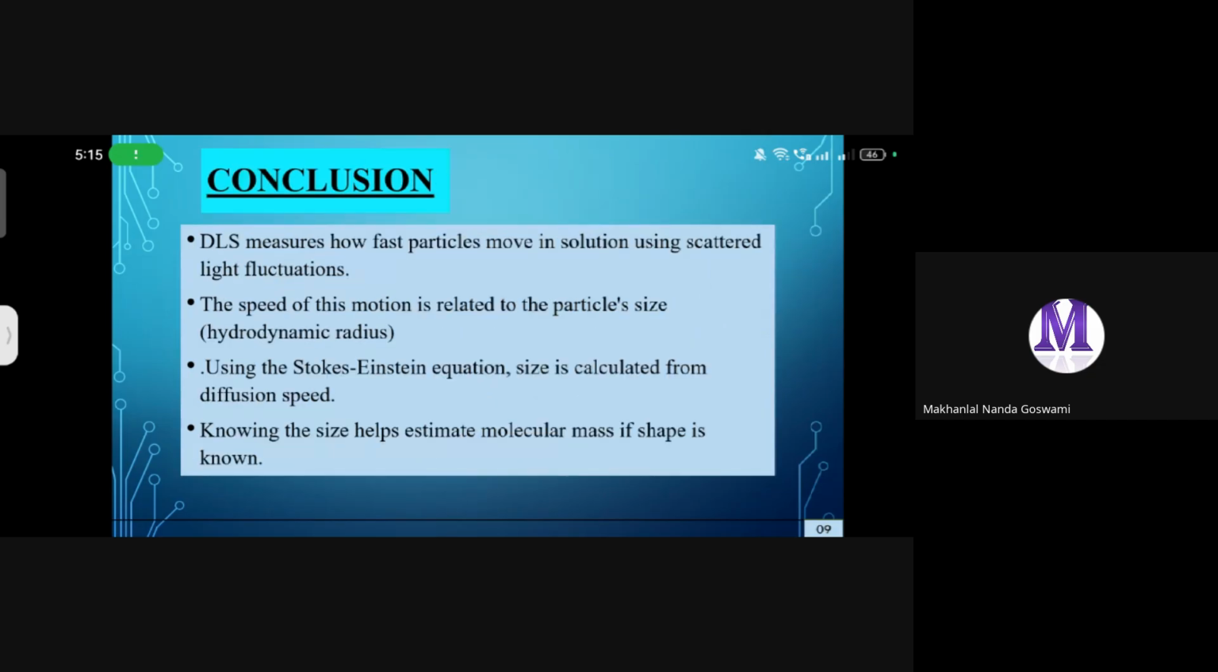So now we are at the very end of this presentation. The conclusion: DLS accurately measures particle motion by analyzing fluctuation in scattered light. The rate of motion reveals the hydrodynamic radius, and the Stokes-Einstein equation connects diffusion rate to physical size, and it is reliable for estimating the molecular mass when the shape is known.